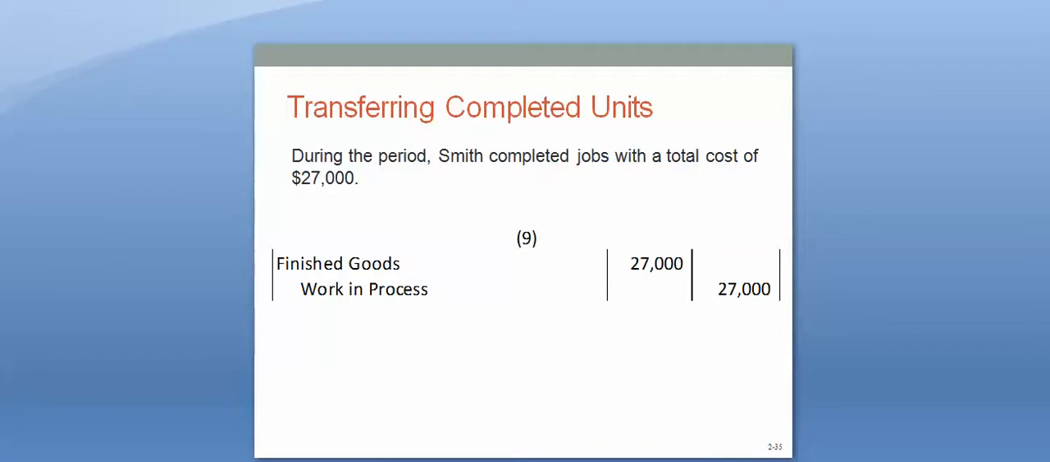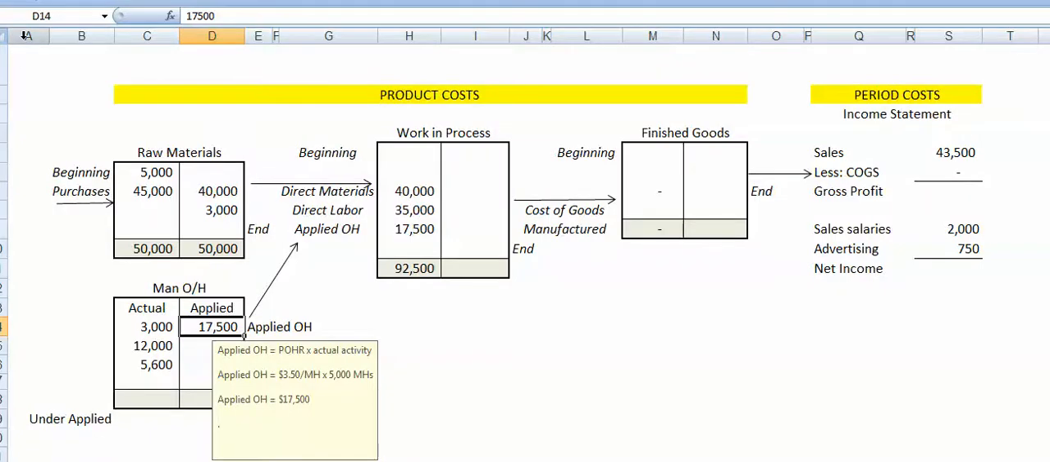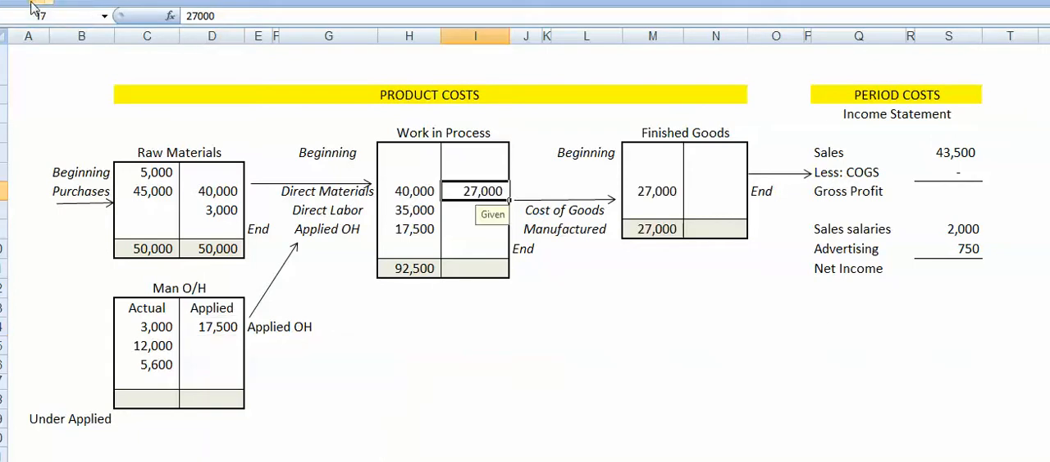Let's assume during the period Smith completed jobs with a total cost of $27,000. We'll move those costs out of work in process with a credit and into finished goods with a debit of $27,000. Let's go ahead and take a look at the flow diagram. On our flow diagram, as those costs move, we will end up with a $27,000 credit to work in process and a $27,000 debit to finished goods inventory.